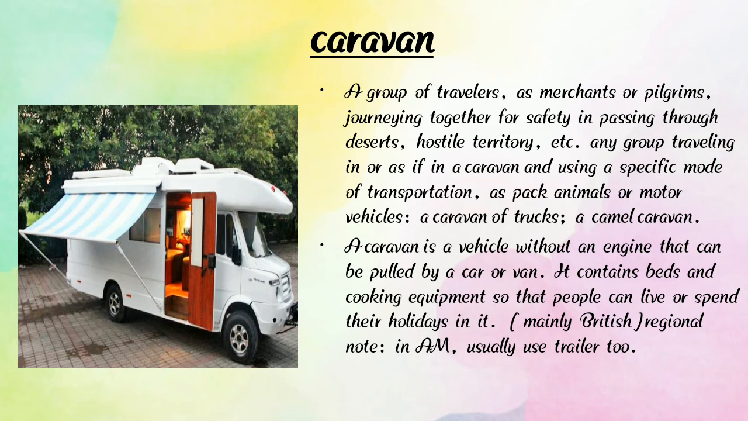It is mainly found in Britain. Regionally, in America, people usually use the word trailer too. So a caravan is a house that is also a moving house. It is moving on wheels. It is a temporary house, and generally people use this house for traveling and also to enjoy holidays.